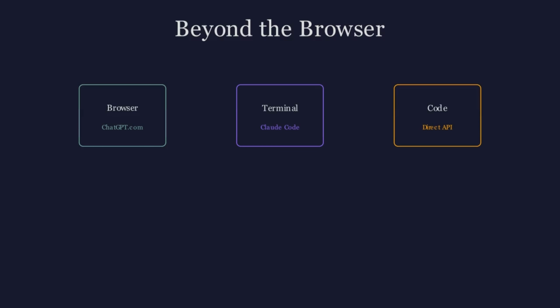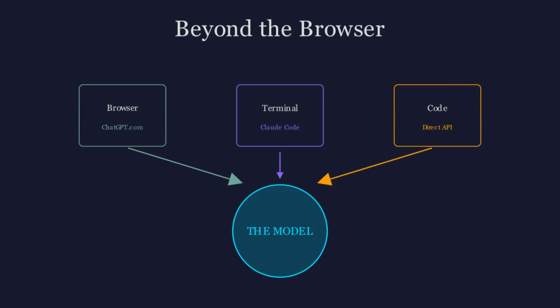You probably use ChatGPT. You type something, it responds, pretty straightforward. But the focus of this video isn't ChatGPT. It's what's actually happening underneath. That chat window is just one way to access the model. Behind every AI interface, ChatGPT, Claude, Gemini, there's an API, and that API connects to the actual model. The model doesn't care how you talk to it. Browser, terminal, Python script, it's all the same. Same model, different interfaces. Once you get this, you realize you're not just stuck with the browser. You can use the terminal with Claude Code. You can write scripts that hit the API directly. That's where the real power is.